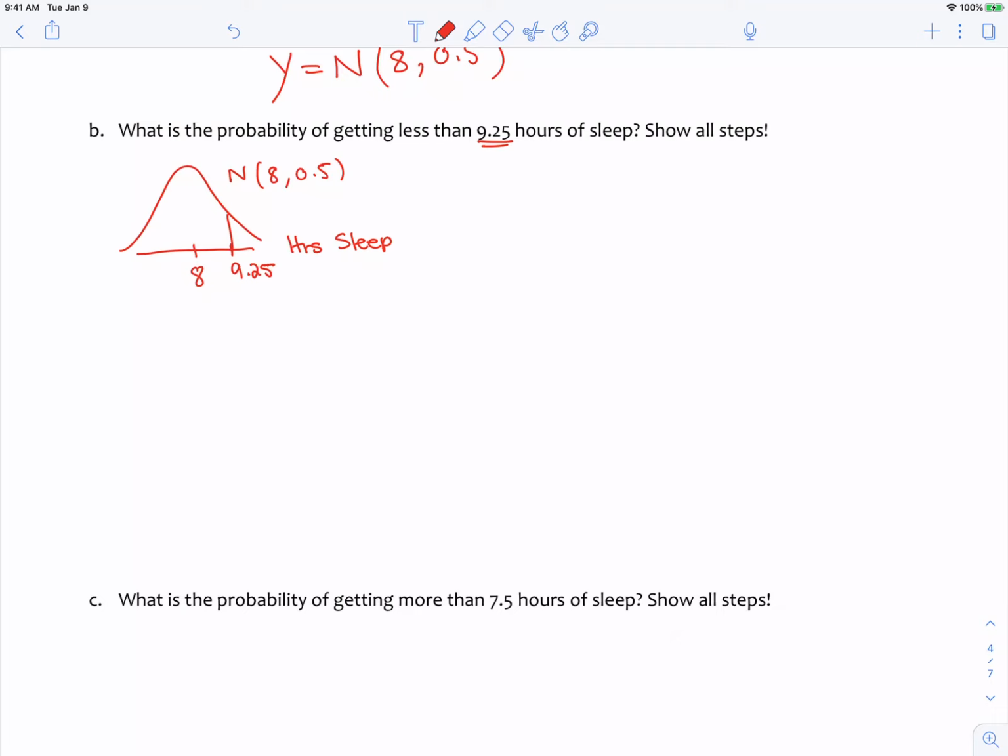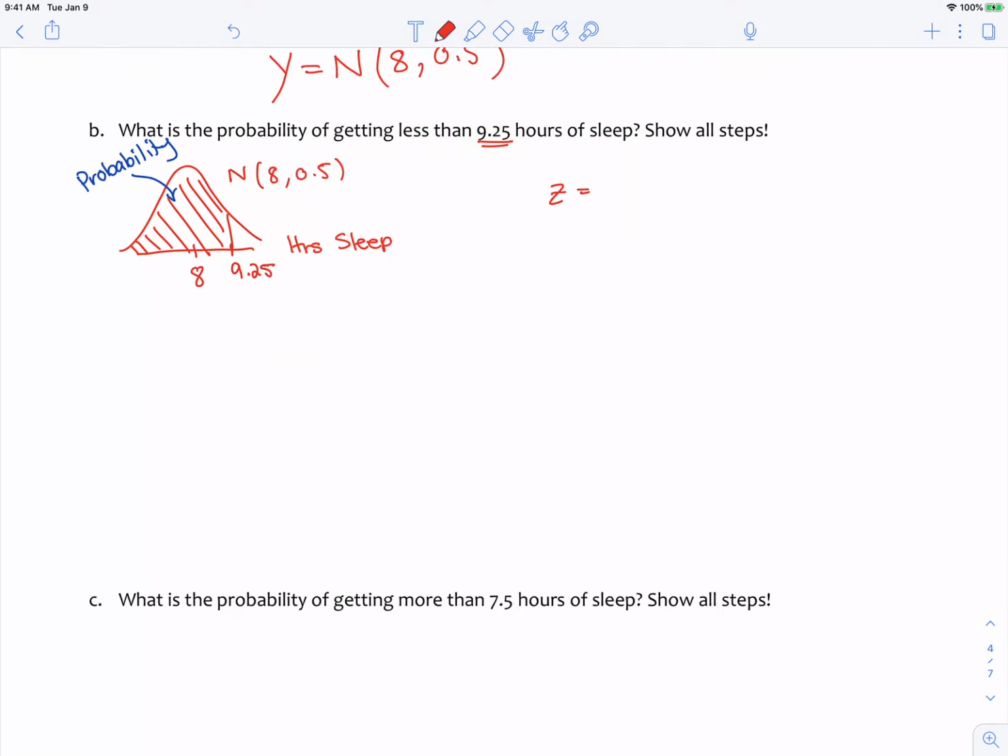So I'm wanting less than 9.25 hours of sleep, so I'm going to shade less than. That shaded region, remember, is probability. This is what we're looking for. That is our probability, the shaded region. All right, next step is to find the z-score.